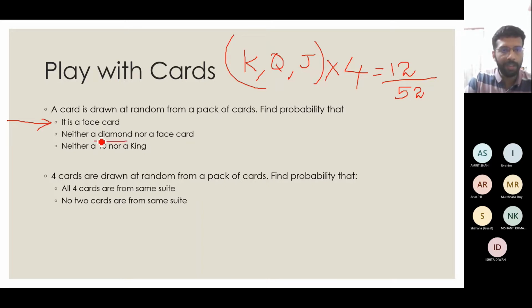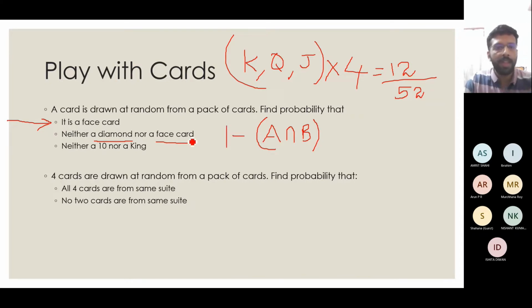What is the probability that it is neither a diamond nor a face card? One thing you can do is find the probability that it is a diamond card as A, and the probability that it is a face card as B. Then you can take the union of both these, and subtract that probability from 1. This is one way of doing this. There are many ways of solving each problem, so we will proceed with this route.